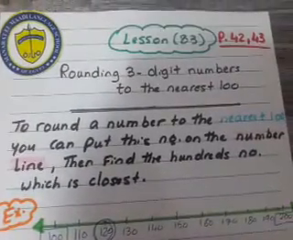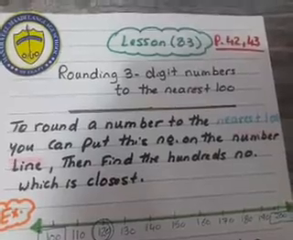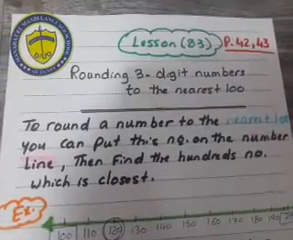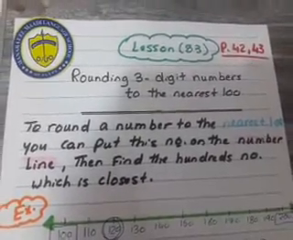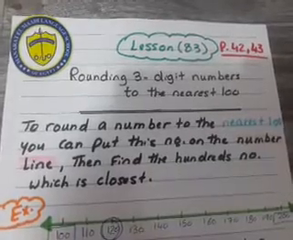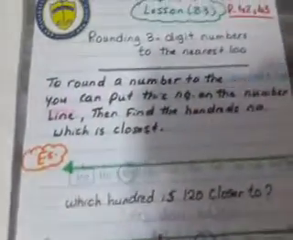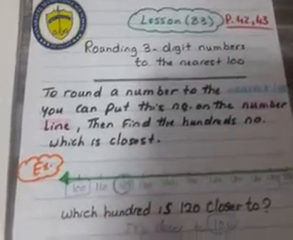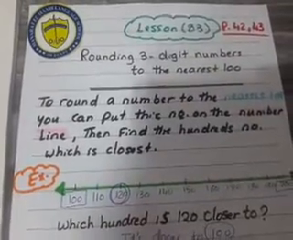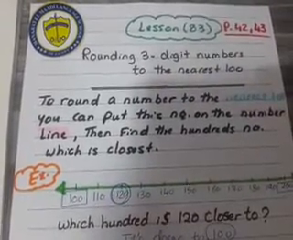Today our lesson is lesson 83, rounding 3-digit numbers to the nearest hundred. Our lesson is on pages 42 and 43 in our school book, this page. Okay, but let me first explain my lesson here. Rounding 3-digit numbers to the nearest hundred.